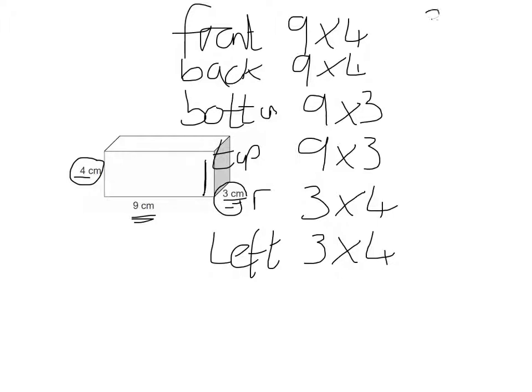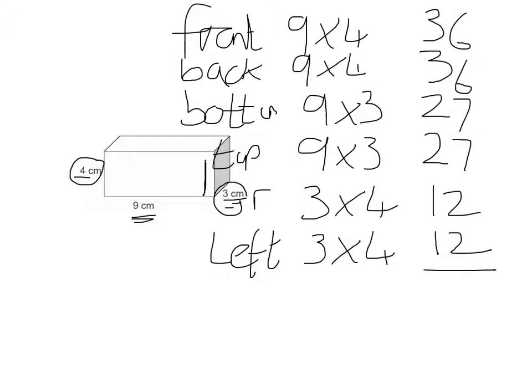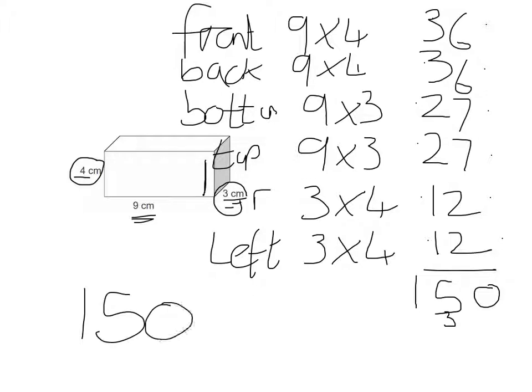So 9 fours are 36, 2 of those. 9 threes are 27, 2 of those. 3 fours are 12, 2 of those. My next step is to add them together. So 36 add 36 is 72, add 27 is 99, add 27 is 126, 138, 150. And because it's surface area, the answer would be 150 centimetres squared.